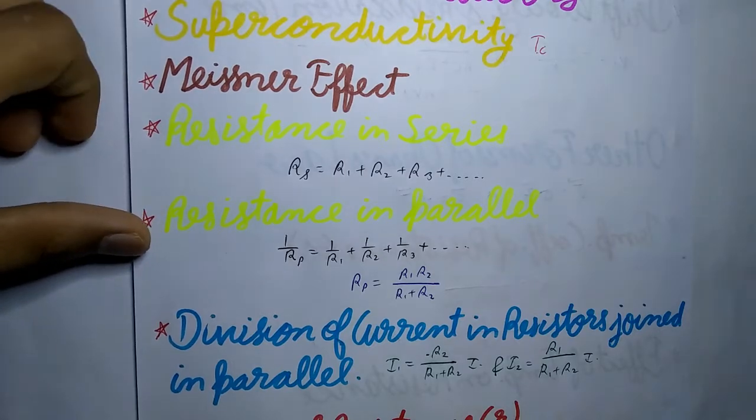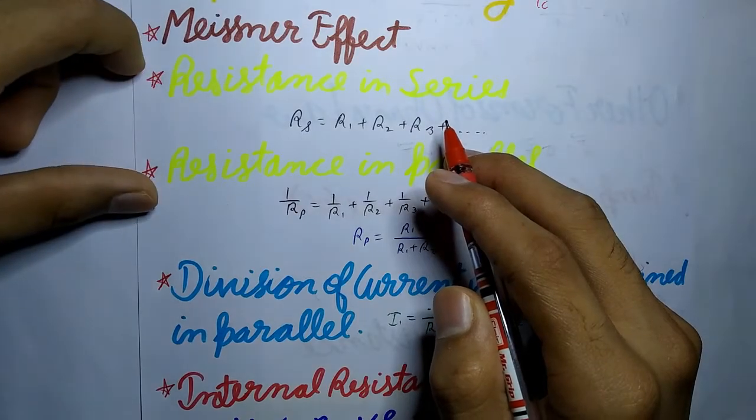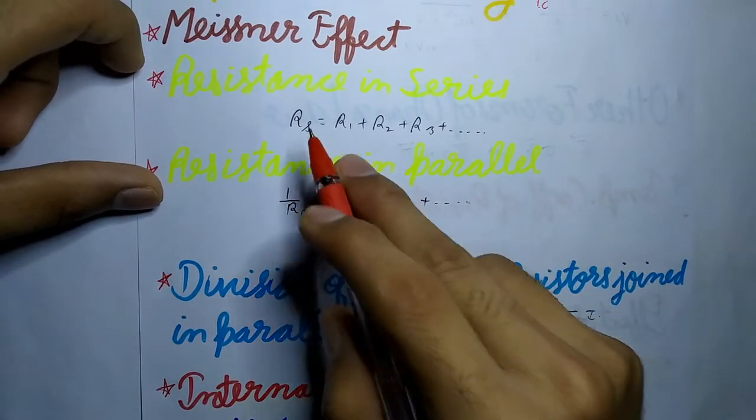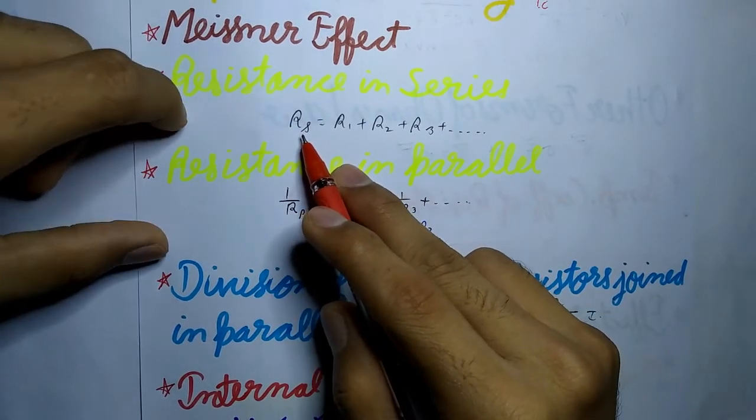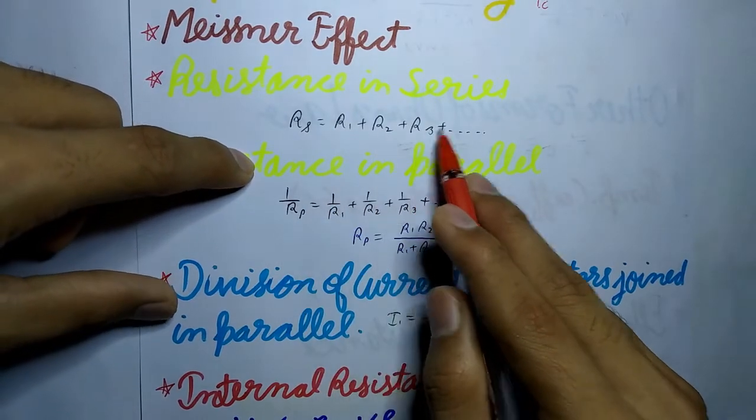Now next is resistance in series. When a number of resistors are connected in series, their equivalent resistance Rs is equal to the sum of the individual resistances. So Rs is equal to R1 plus R2 plus R3 up to Rn.